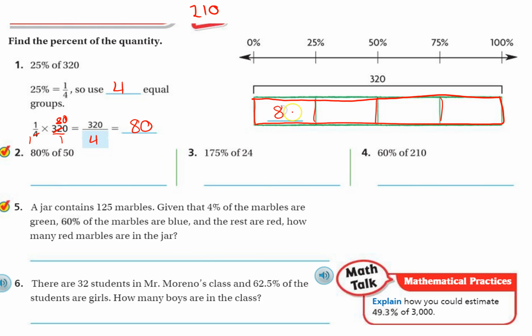So let's see if we're right. If each one of these is 80, let's check our work. We would have 160 and 160. And yes, in fact, 160 plus 160 is 320. So 1/4, or 25%, would be 80.